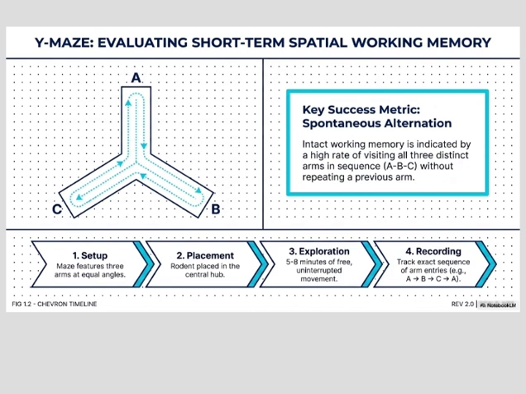During the experiment, the sequence of arm entries is recorded over a fixed duration of 5 to 8 minutes. The percentage alternation is calculated using the formula: actual alternations divided by the maximum possible alternations, multiplied by 100. High alternation behavior indicates intact memory and executive function. The assay is used in Alzheimer's disease, schizophrenia, aging research, and pharmacological screening.